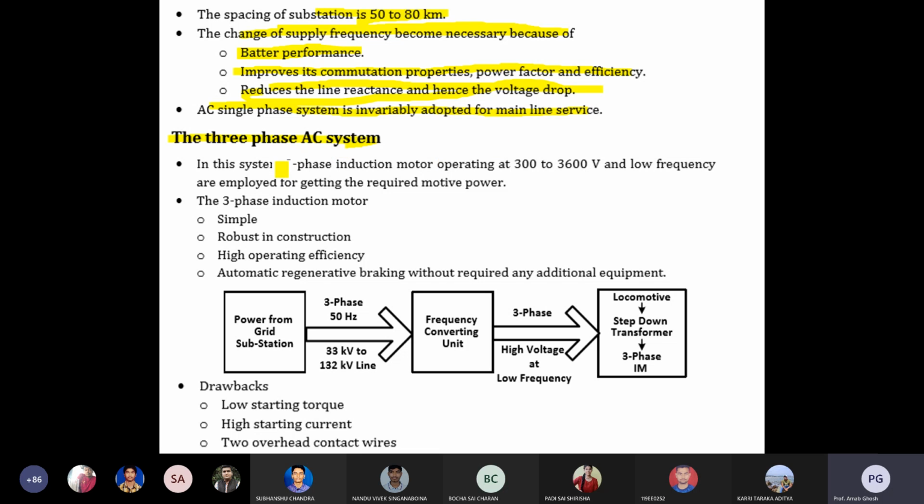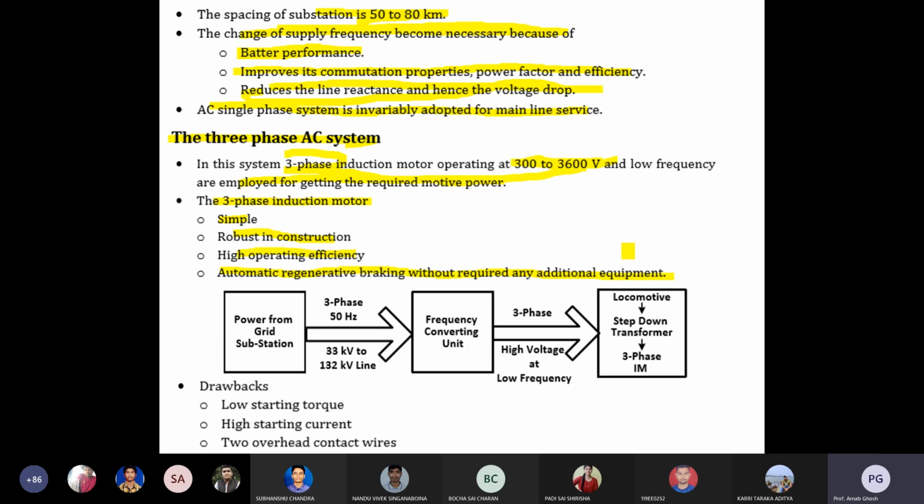The three phase induction motor, operated at 3000 to 3600 volts with low frequency, is employed for getting the required motive power. The three phase induction motor is simple, robust in construction, with high operating efficiency and automatic regenerative braking without requiring any additional equipment.